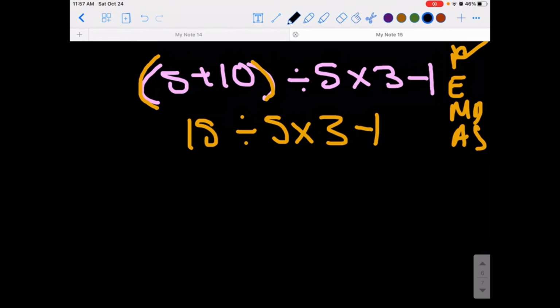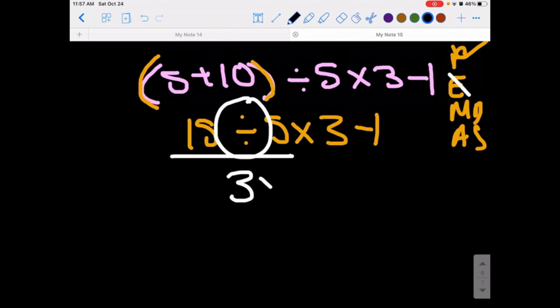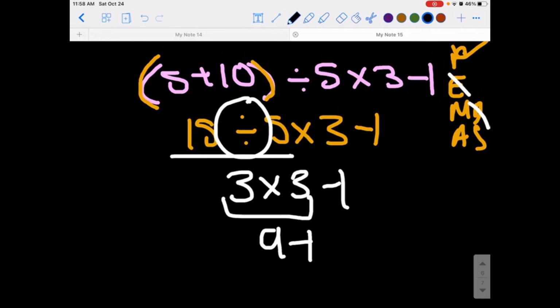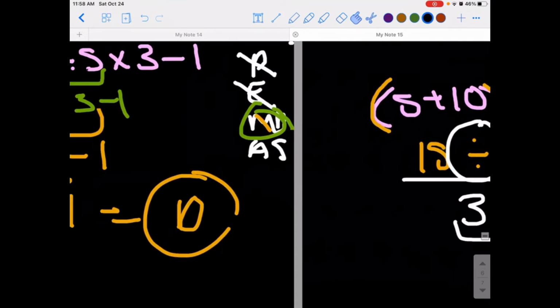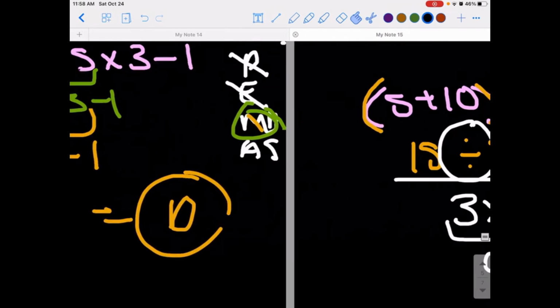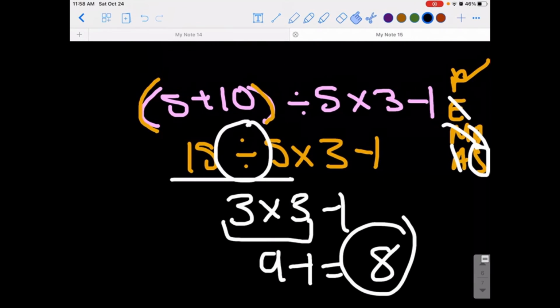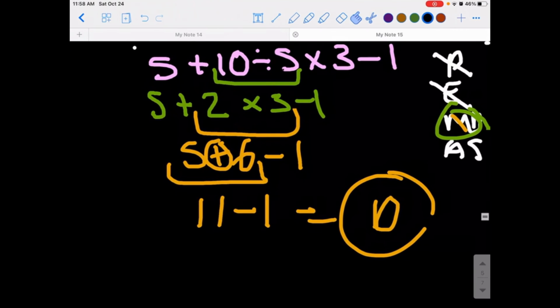Check. Now there are no exponents. There's multiplication and division, both, but the division sign appears first. So let's divide. You get 3 times 3 minus 1. Done division, but there's multiplication. 9 minus 1. Now there's subtraction, and it equals 8. Wait a minute. Our answers were different. Here we got 10, and here we got 8. So clearly parentheses do matter.